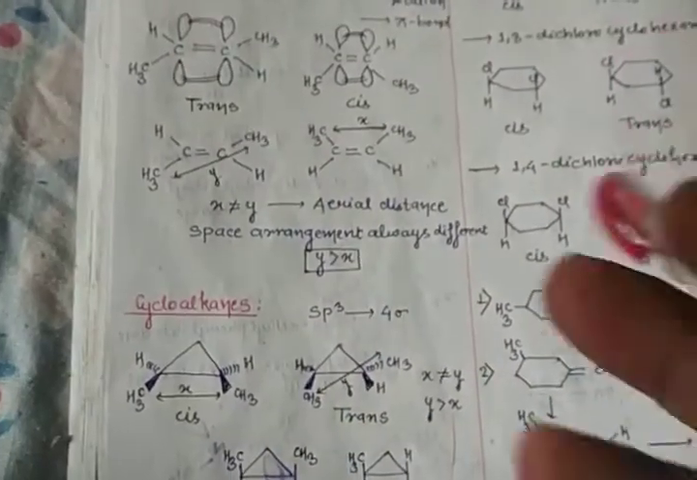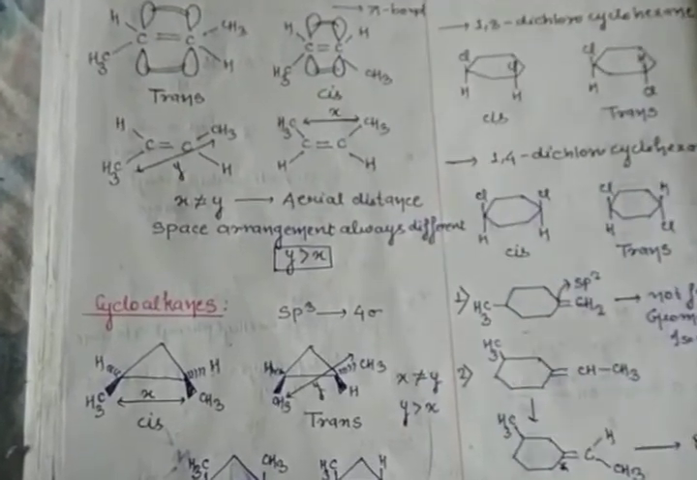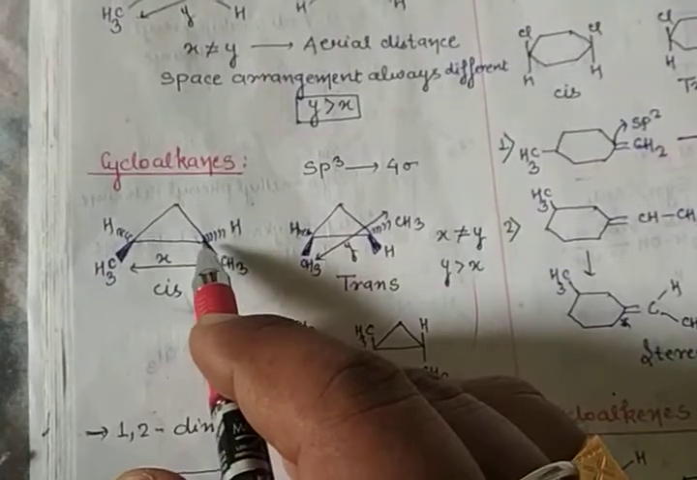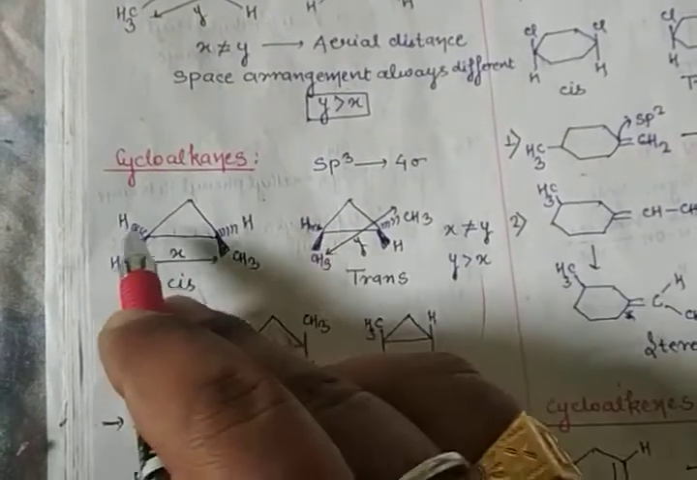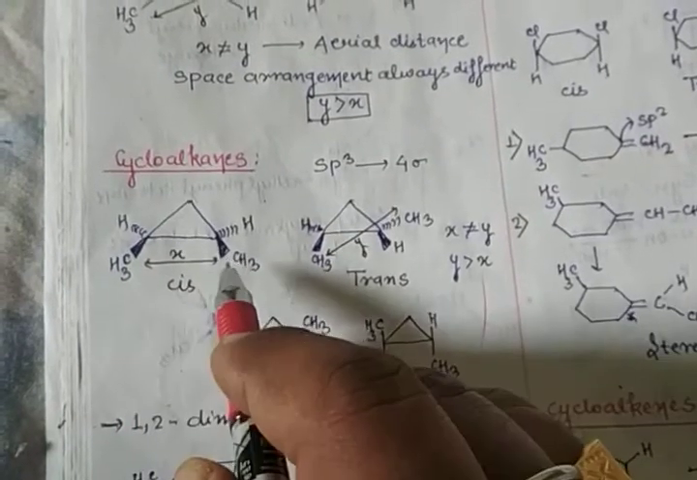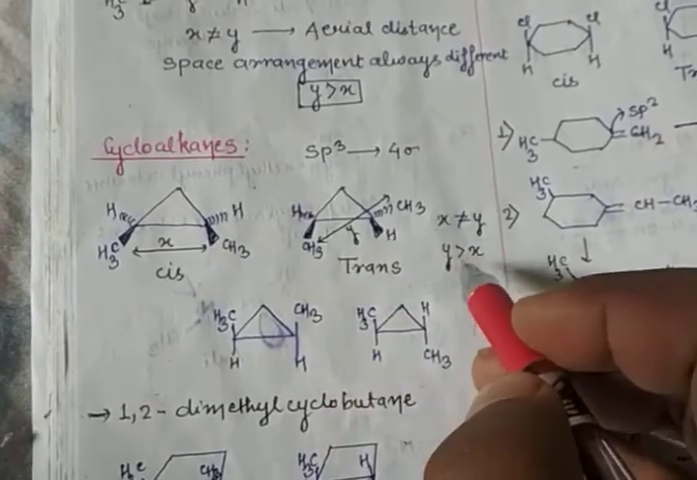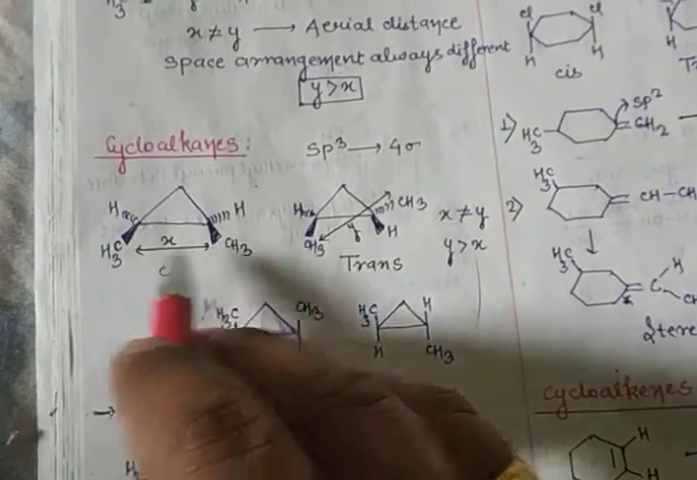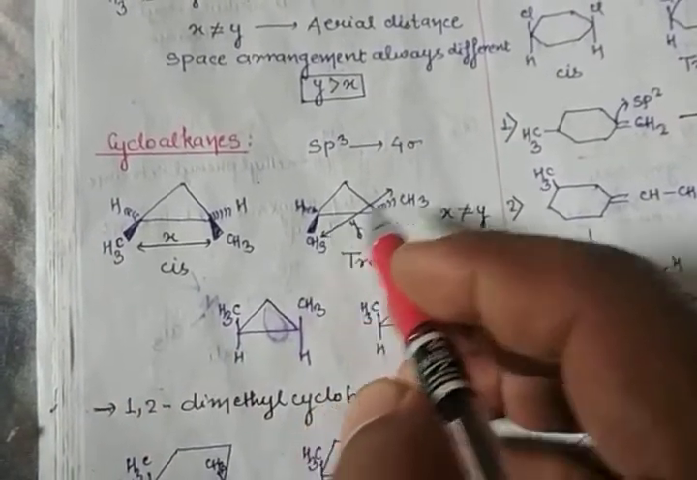Front side means the front side of this notebook, and back side means the back of the notebook. 100% clear? So this is sp3 hybridization. Hydrogen is on the same side and CH3 is on the same side. Now this is the x distance and this is y. You know very well y is always greater than x. So the same side means cis, and the opposite side means trans.